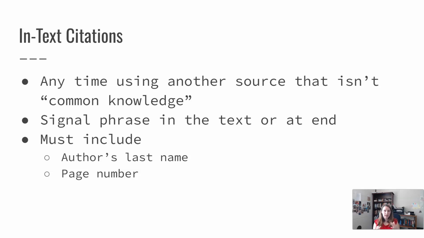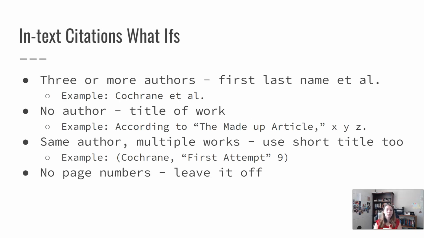And I know there might be what ifs. We'll get to those in a minute, but those are what you do have to include. So, what if I have two authors? Well, then I'm just going to say Smith and Simpson. If I have three or more authors, I'm going to give the first author listed. I cannot rearrange it. I go in the order it's published. I'm going to give their last name, and I'm going to write the word et al. You'll notice that et al. has a period at the end, and there's no comma here. It would be Cochran et al. and that's it.